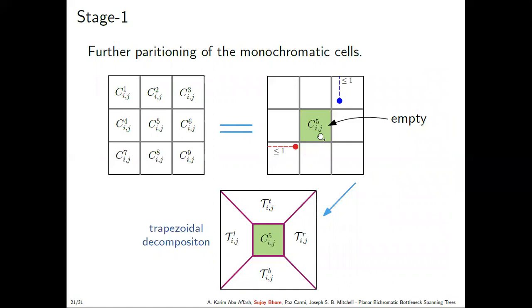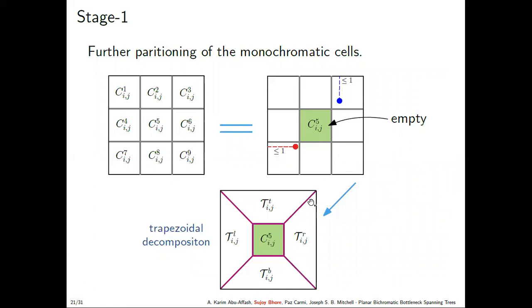Why? Because if it contains any points, this point must be connected to something. But if it is connected to something, and it's a monochromatic cell, then the length is more than lambda. But we have started with a tree whose length is at most lambda. Every point that lies in these cells is also at most one distance far apart from the boundaries.